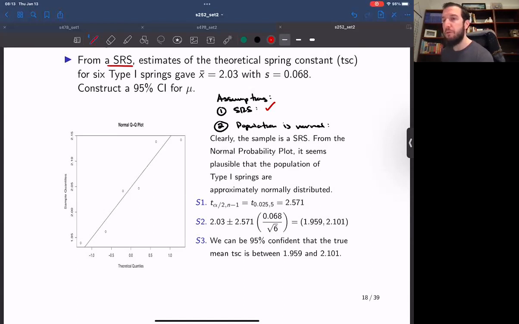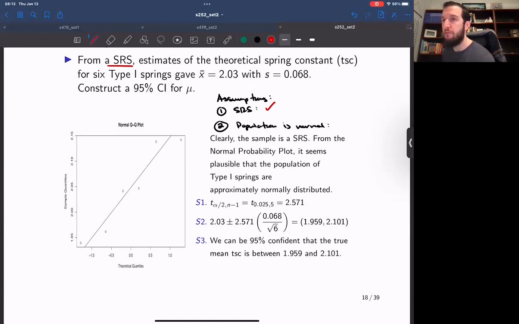In order to determine if the population is normal, I have plotted here a normal QQ plot, or a normal probability plot. As a reminder, normal probability plots take transformations of the sample values and plot them against values from the standard normal distribution. In short, what we are looking for when we use a normal probability plot is a linear relationship between the values on the y-axis and the values on the x-axis.